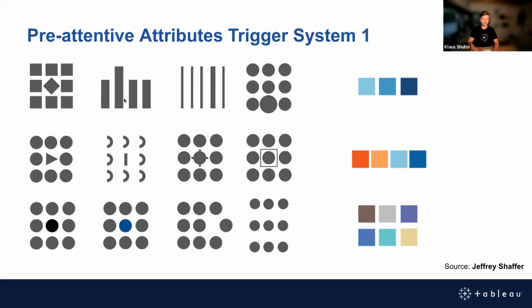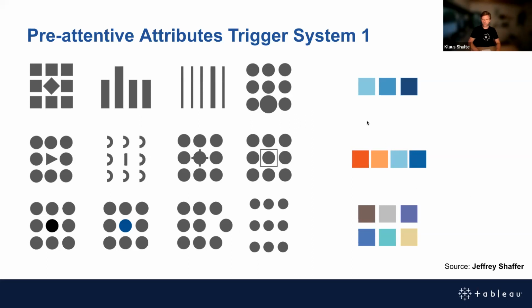Yeah, like here in this one, there is one bar a little bit longer. Here in this one, the circle is bigger. Here there is another shape. Here is another shading of gray, and here's another color. Here's another position. So I don't have to explain that. We see that, and this is why we are so good at taking information from visualizations, because our system 1 is triggered.